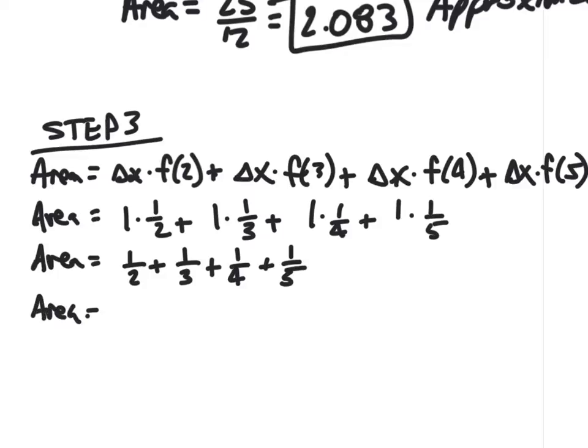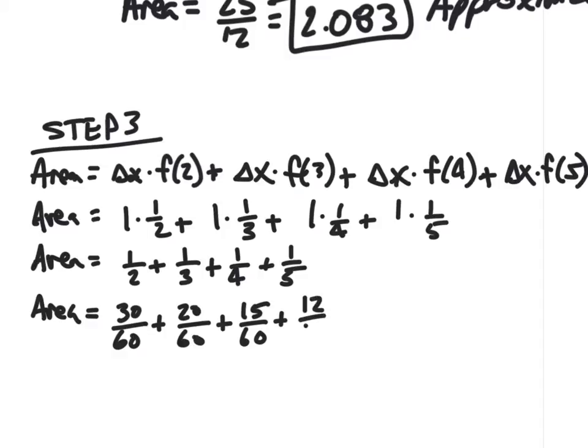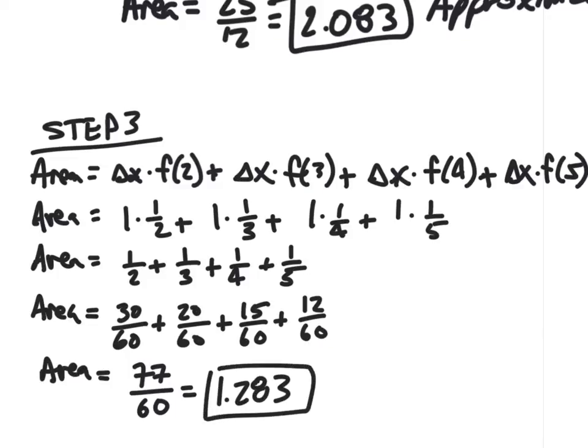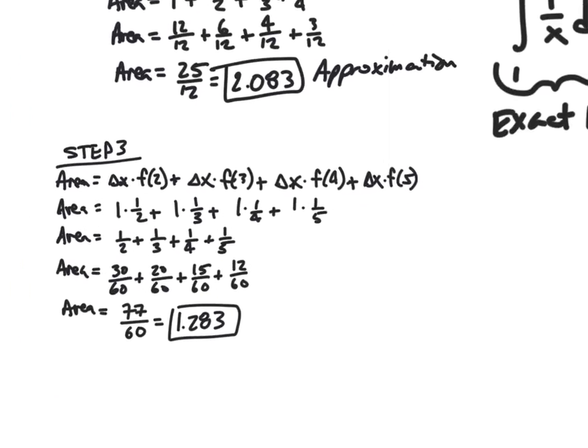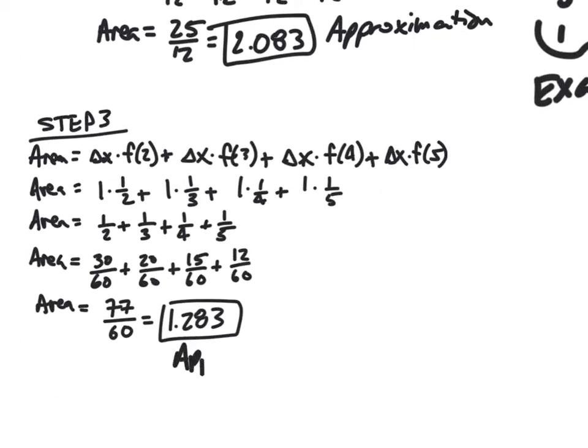Okay, so then with a common denominator of 60, we get the fractions 30 over 60 plus 20 over 60 plus 15 over 60, and then plus 12 over 60. Okay, so then our area is equal to, what do we got? 77 over 60, if we add all those up. And that's going to give us 1.283. Okay? Now, this is our approximation. And this is not the exact area. So this is an approximation.